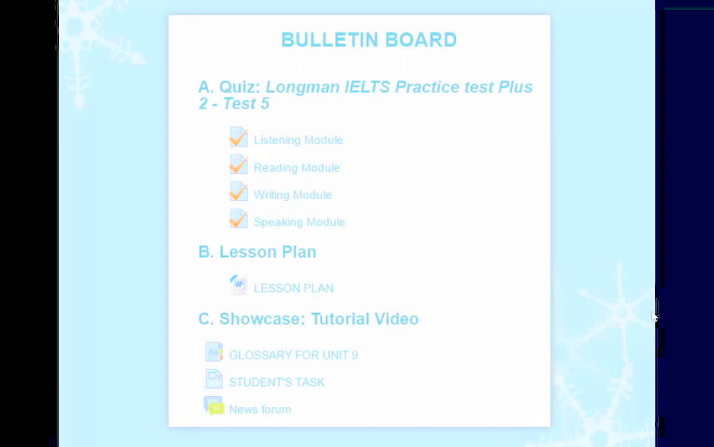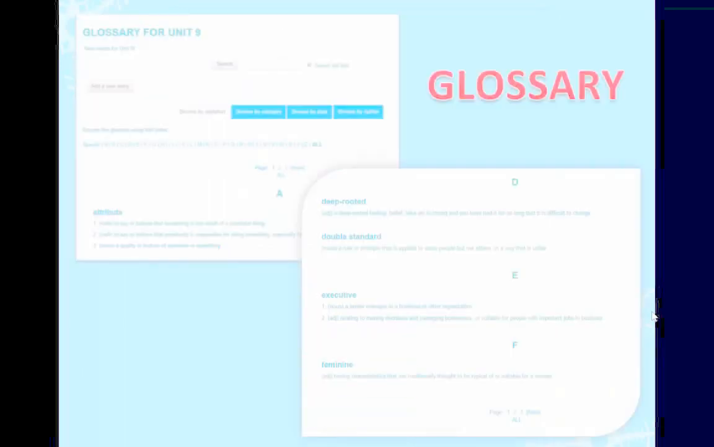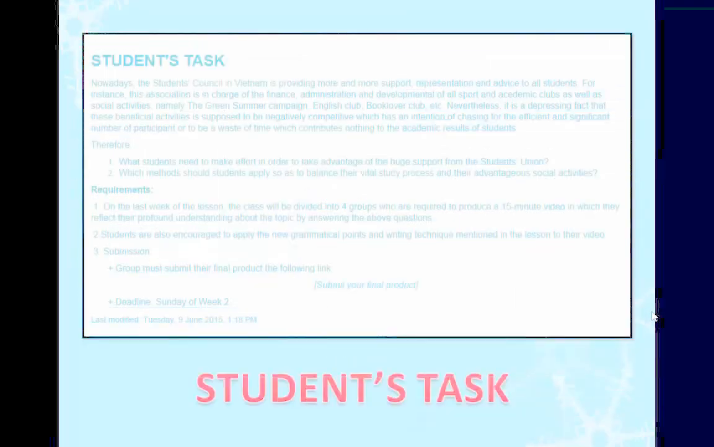Tutorial video. It is the video that you are watching and it helps you to get an overview look at the course. Glossary. The glossary contains the vocabulary of this unit, and instead of looking up new words in a dictionary, you may find the definitions in this glossary. Make sure that you fully understand the meanings and know how to apply them effectively in the exercises. Student tasks.